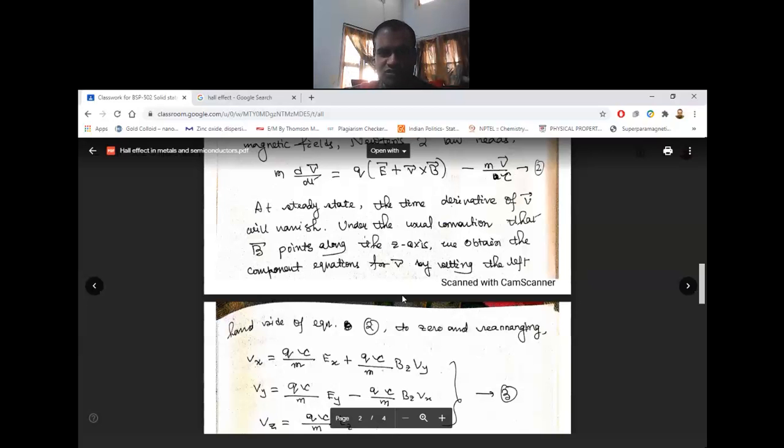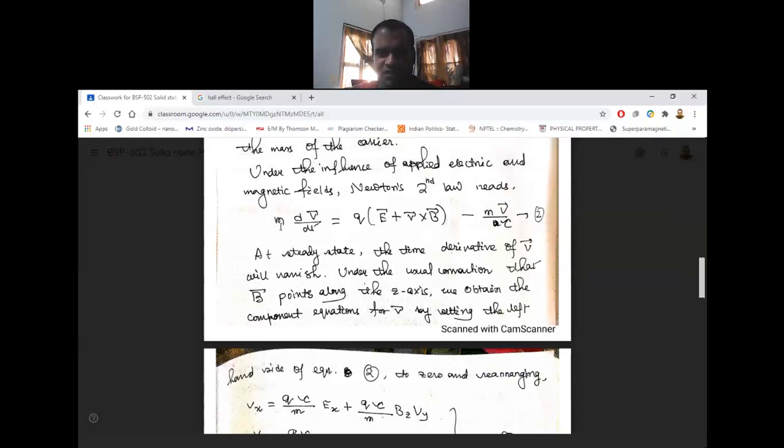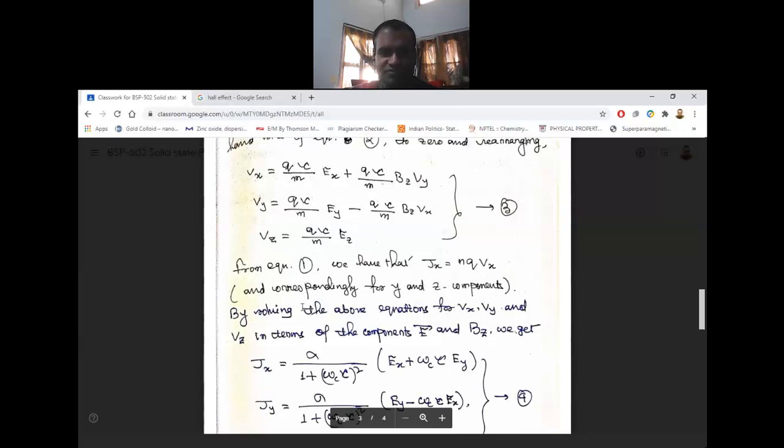I mean this one, from equation 2 to equation 3, considering steady state. Steady state means that this particular part, m dv vector over dt, will be 0 at steady state, and this left hand side will be 0.